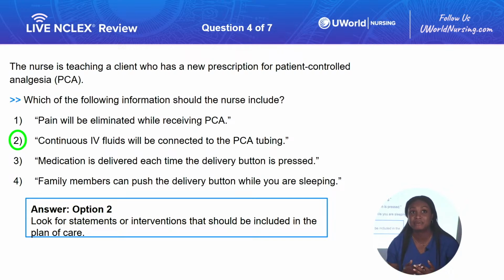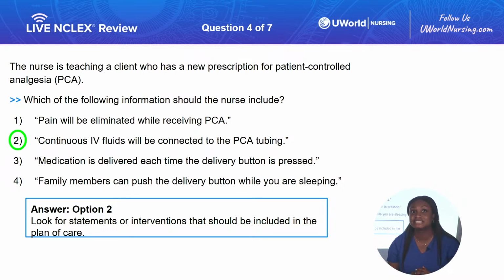So option 1, pain will be eliminated while receiving the PCA. This is not entirely true 100% of the time. It takes a while for those PCA medications to have that effect. So usually even in the very beginning, the pain will not be 100% eliminated while on the PCA. So that is the reason why option 1 would be incorrect, because it's not right 100% of the time.